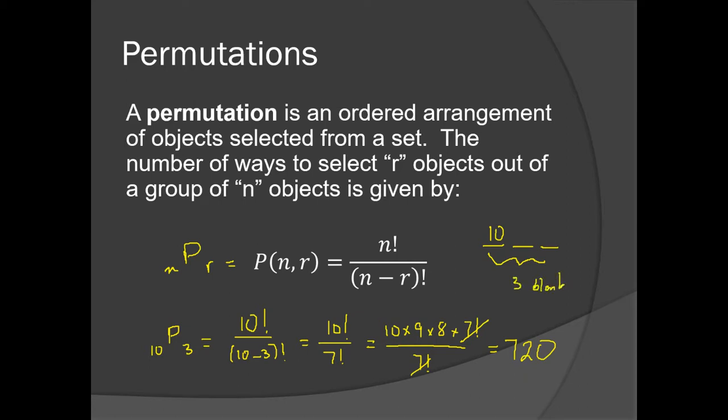You're going to have 3 blanks. And again, we're talking about a shortcut for doing 10p3. Then you just count down by 1 each time, and you get 10 times 9 times 8.